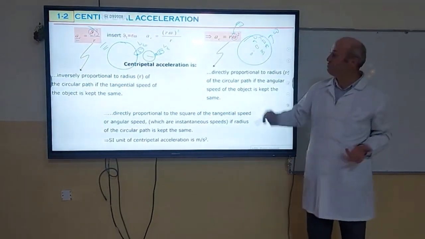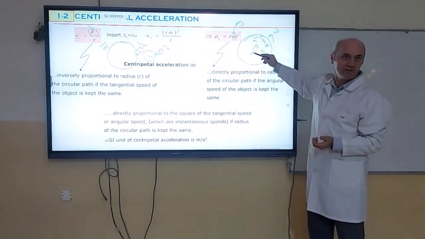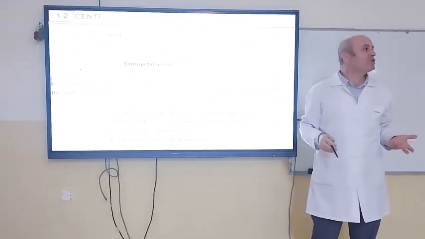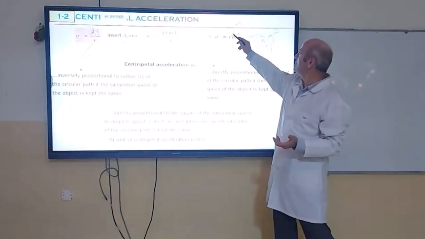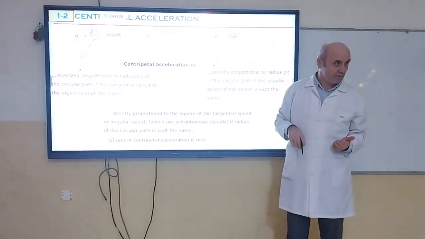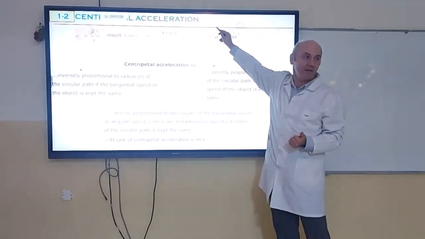But the R's are different. Which one is the smaller R? Inside. Which one is the greater R? Outside. Which horse will have greater centripetal acceleration? The one on the outside, because R is greater. Longer, greater R, greater AC.